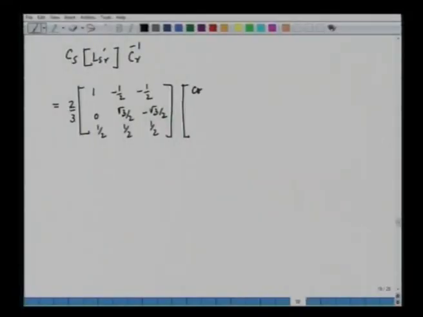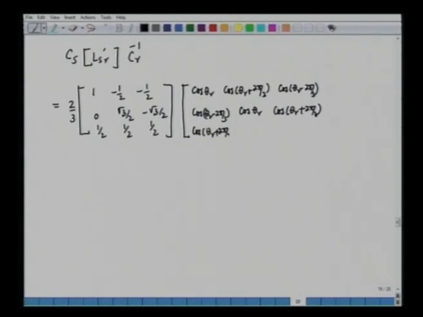So, this is cos theta r, plus 2 pi by 3, cos theta r minus 2 pi by 3, cos theta r minus 2 pi by 3, cos theta r, plus 2 pi by 3, cos theta r plus 2 pi by 3, cos theta r minus 2 pi by 3 and cos theta r, and this is post multiplied by CR inverse. Now, what is CR inverse? CR inverse is the following.